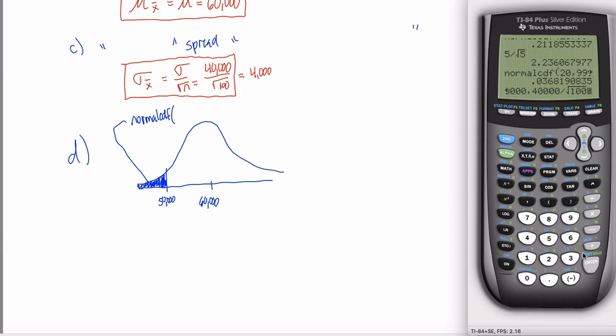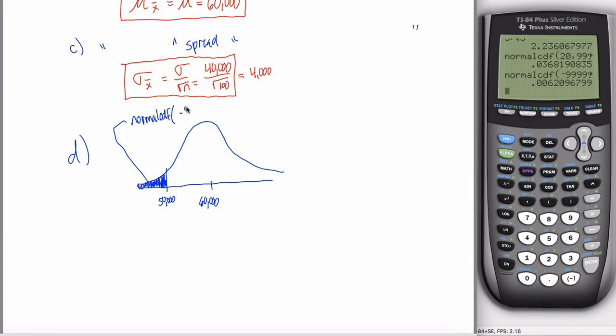or if you had the other version of the calculator, you put in all these inputs with commas in between them, you hit enter, and it spits out your answer. Really small answer. Normal CDF, 50,000, 60,000, and 4,000, or 40,000 divided by the square root of 100. Do all that, and you get less than 1%. So if I move the decimal place twice, I got 0.62%.